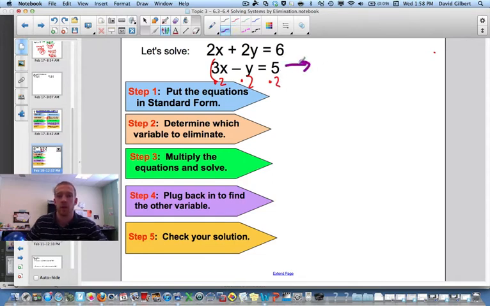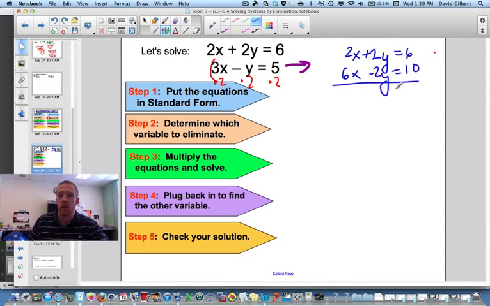That gives you, top equation does not change. Bottom equation becomes 6x minus 2y equals 10. Now I can add them, and the y's will eliminate. That gives me 8x equals 16, so x equals 2.